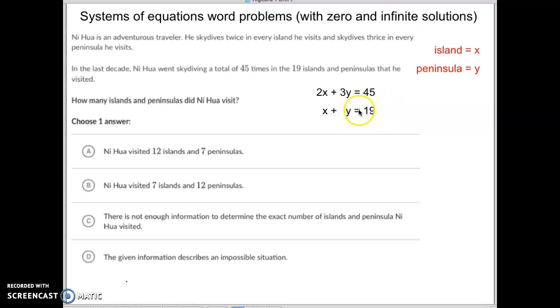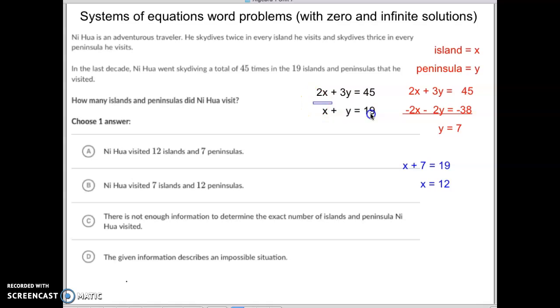So a couple different ways you could do this. You could subtract y from both sides and use substitution. You could subtract x from both sides and use substitution. I decided to multiply everything through by -2 and use elimination. So as I multiplied the bottom equation by -2, I was able to eliminate my x variables. 3y minus 2y is just 1y. 45 minus 38 is 7, so I know my y, or my number of peninsulas, is 7.